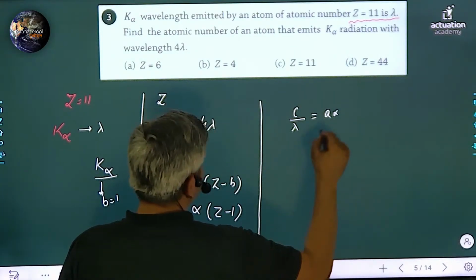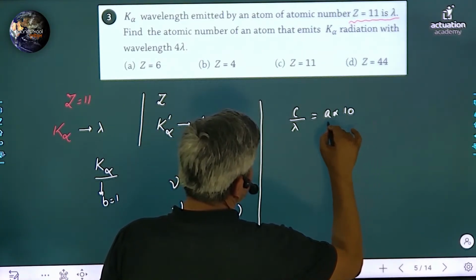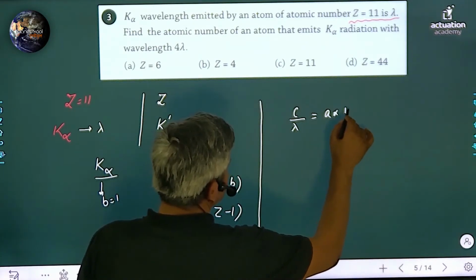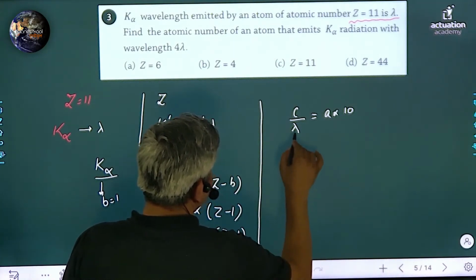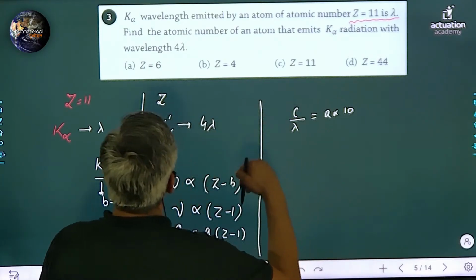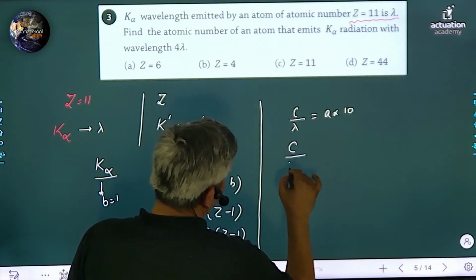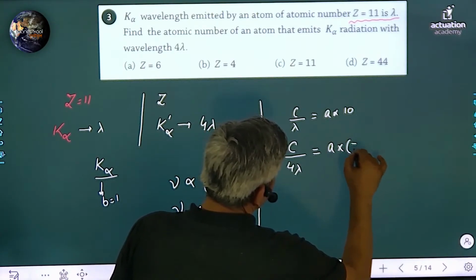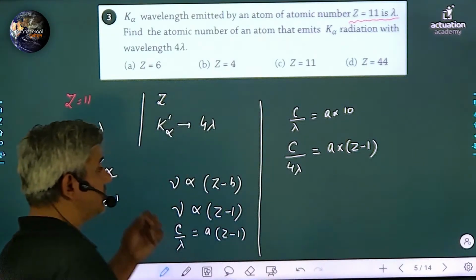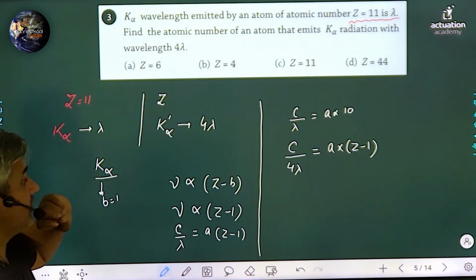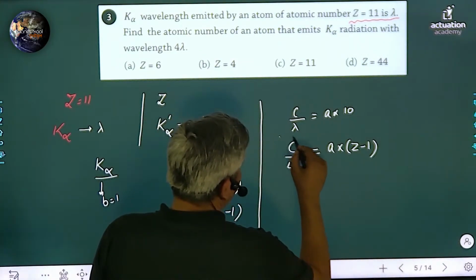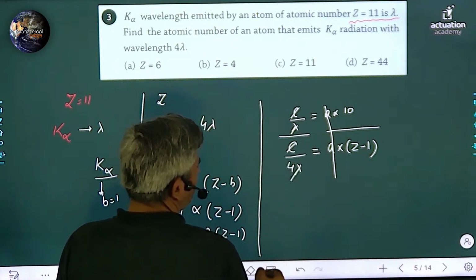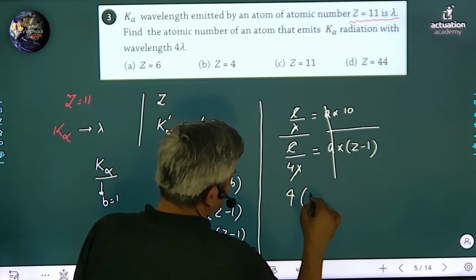Z is 11, so Z minus 1 is 10 over. And then for the second case, let's say this is lambda 1, or lambda here. For the second case, C over 4 lambda is equal to A into Z minus 1. So using these two equations, we need to find out the value of Z. Let's divide both of them. Simply A will cancel out, lambda and lambda, C will cancel out. This means 4 times of Z minus 1.